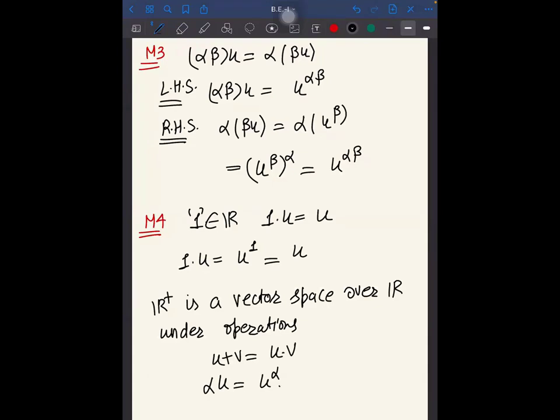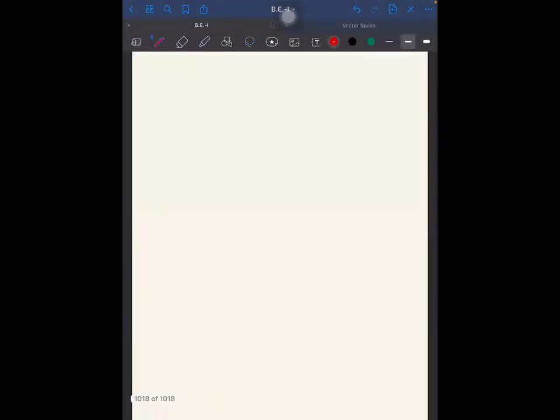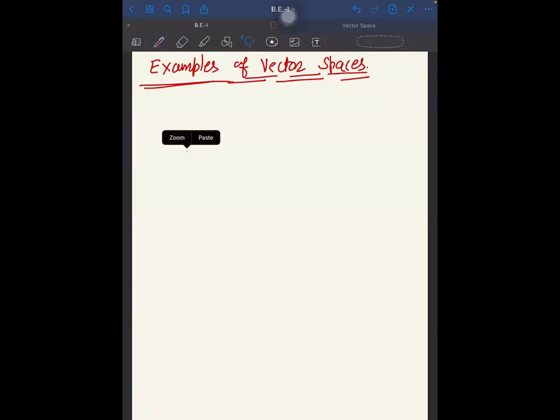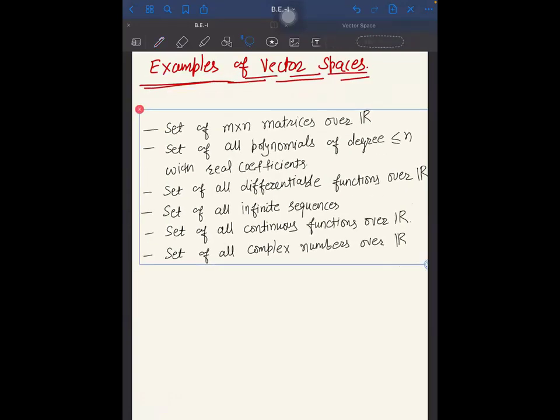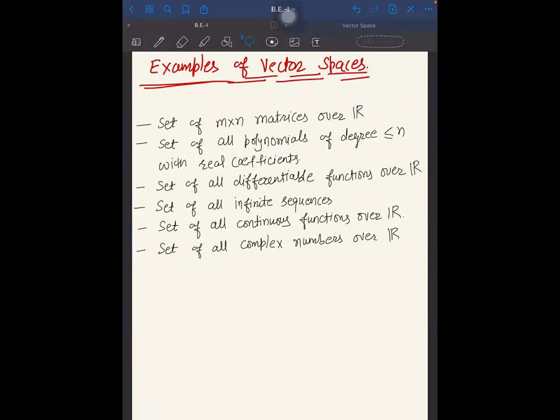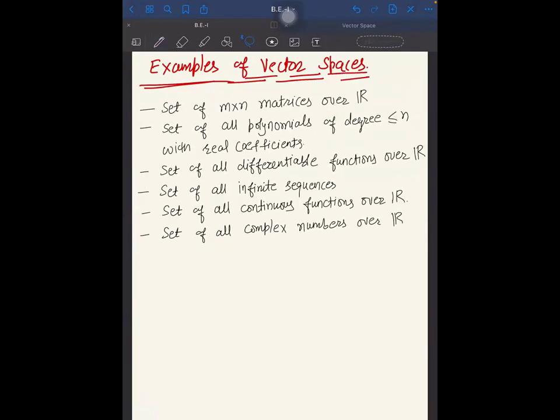So there are a few more examples of vector spaces, and these can be treated as exercises. You may check them, you may try to prove that these are also vector spaces. So that's it for today.